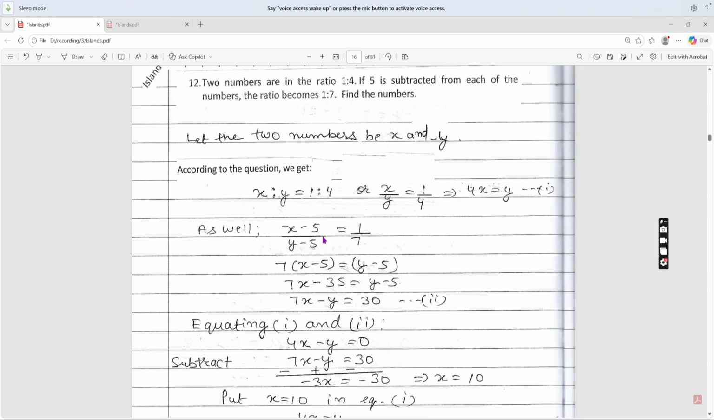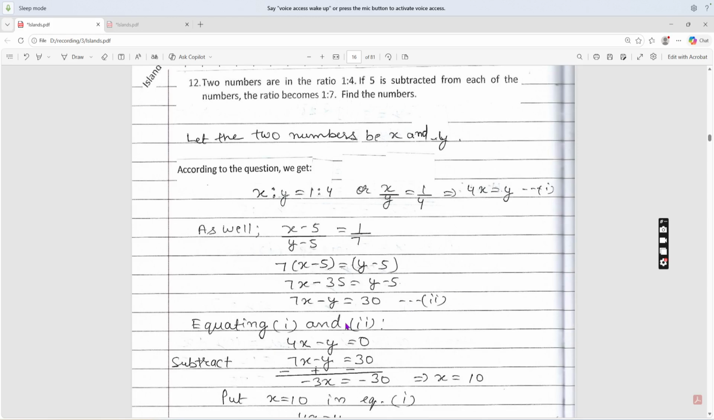Now when we subtract 5 from both of these two, x becomes x minus 5, y becomes y minus 5. We are getting the new ratio, that is 1 upon 7. Now again we are going to cross multiply, means 7 into bracket x minus 5 is equal to 1 into bracket y minus 5. Now just open the bracket. 7x minus 35 is equal to y minus 35. It would be 7x minus y, because this plus y will be shifted from RHS to LHS. It is minus 35, going to be shifted from LHS to RHS. So 35 minus 5 is equal to 30.